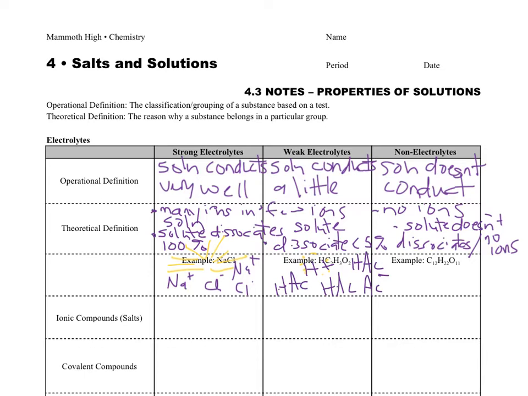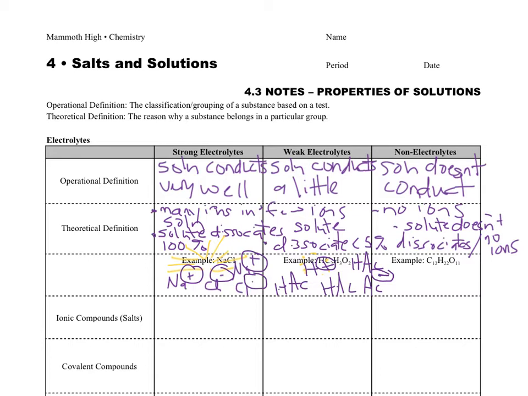So in a weak electrolyte, you do have some charges. Here's our plus charge and our minus charge, but we don't have very many. In a strong electrolyte, everything is dissociated 100%. You have lots of charged particles in there.